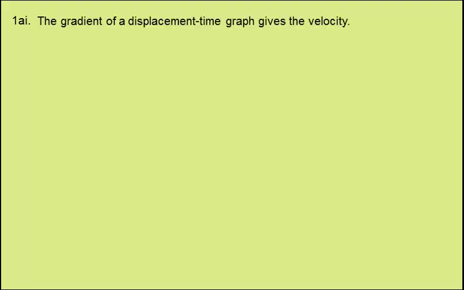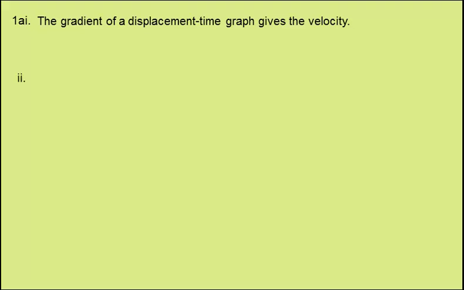In question 1, a boy throws a ball vertically upwards and lets it fall to the ground. We have a displacement time graph for the ball. In A part 1, we need to state which feature of the graph gives the velocity. Well, the gradient of a displacement time graph gives velocity.